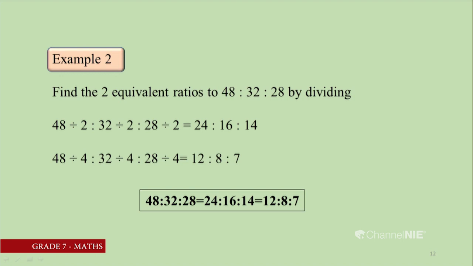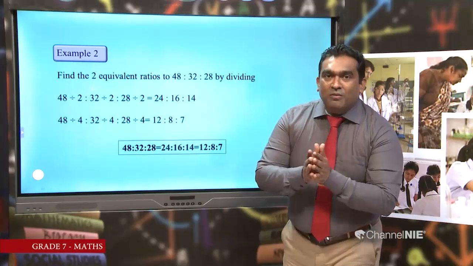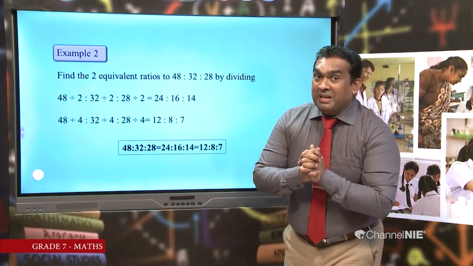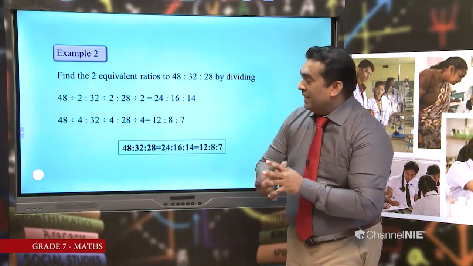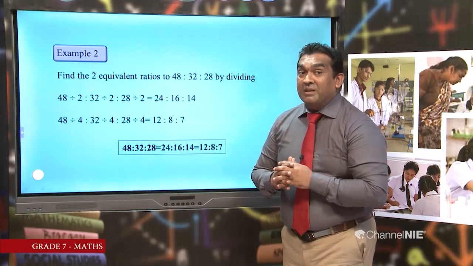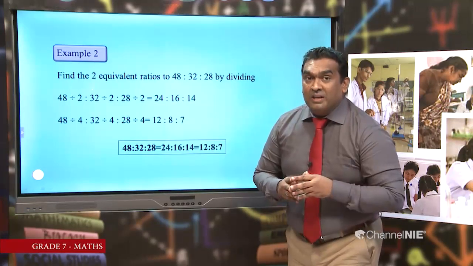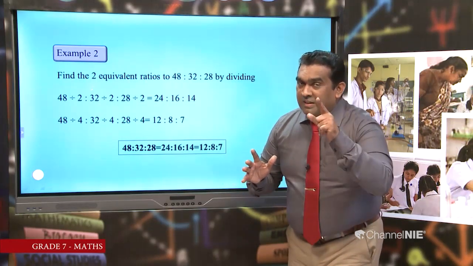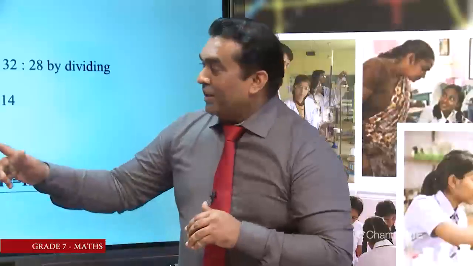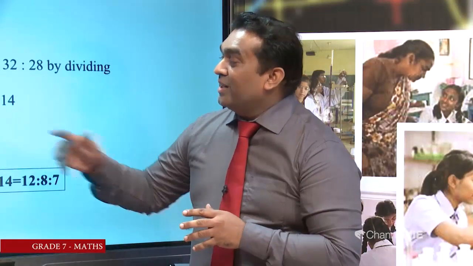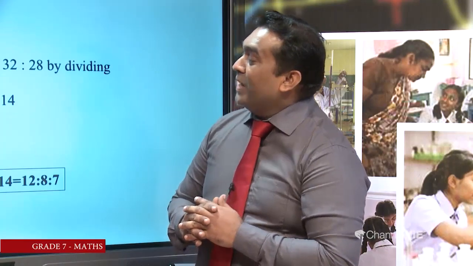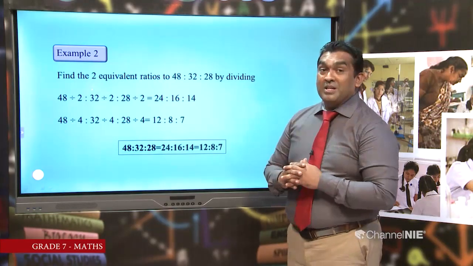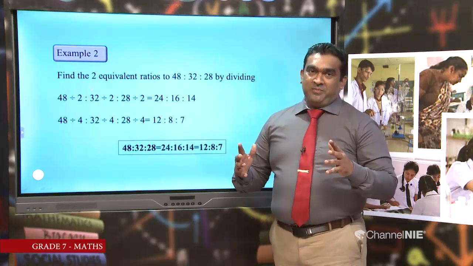Next one, you have the freedom to select any number, right? But it should be a divisible number. You know that 48 can be divided by 4, but you can't use 5 here. Why is that? You can't divide 48 by 5, right? Remember it. 48 divided by 4, 32 divided by 4, 28 divided by 4, gives 12 to 8 to 7.